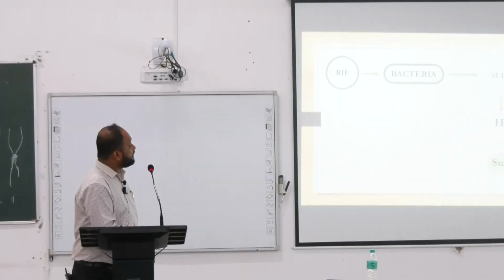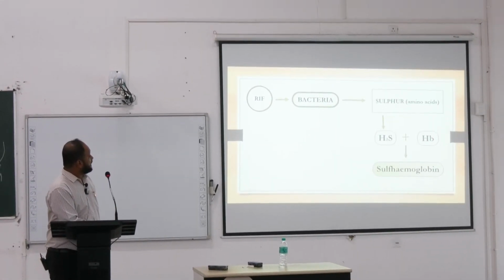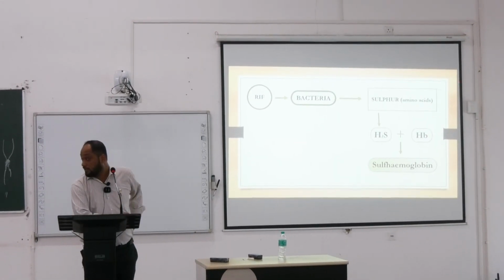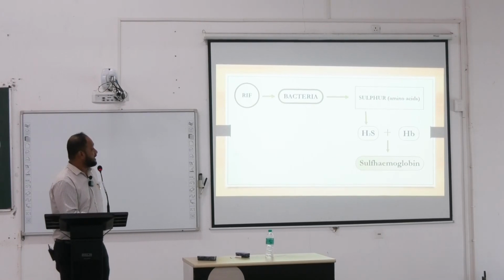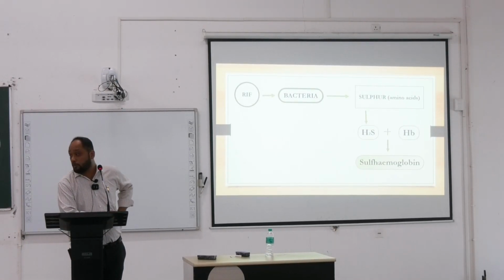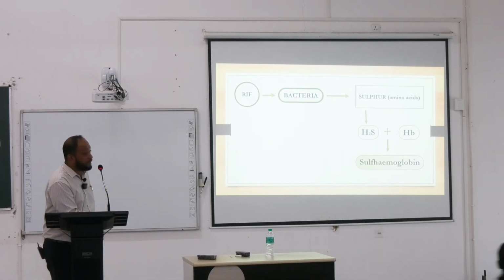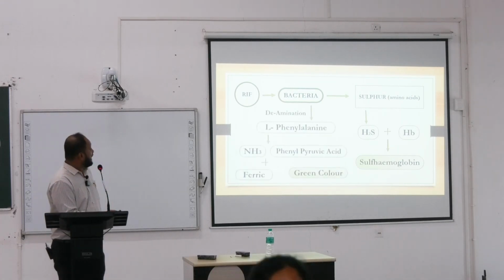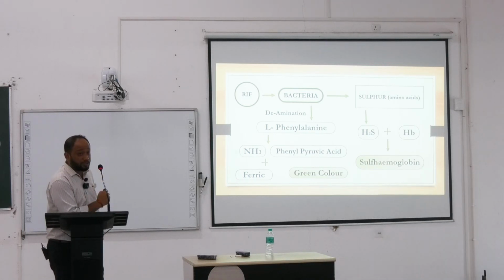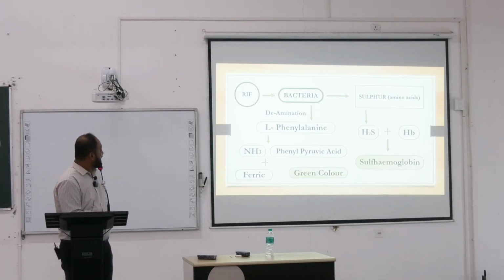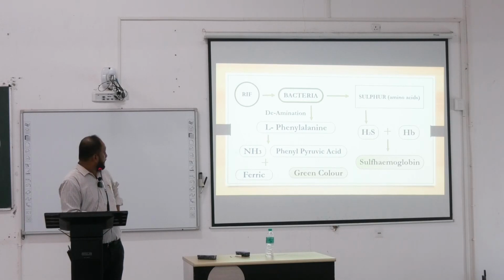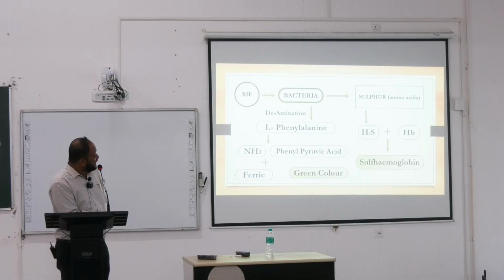So these bacteria, what do they do? They will produce sulfur, and then H2S. This H2S will combine with hemoglobin to form sulfahemoglobin. Okay? So remember this name, sulfahemoglobin. And then deamination will happen. Along with this, at the end, ammonia, ferric, and phenylpyruvic acid will be produced. Now, mainly sulfahemoglobin, along with these compounds, makes the color green.